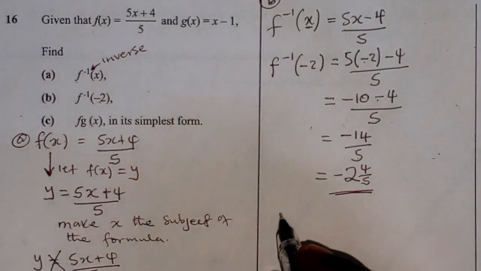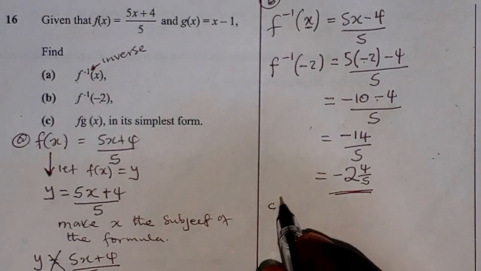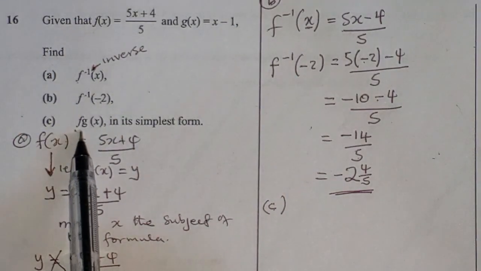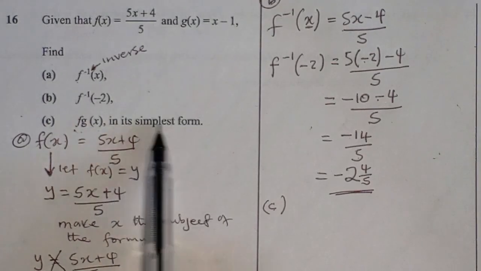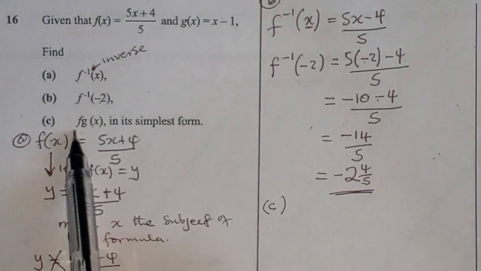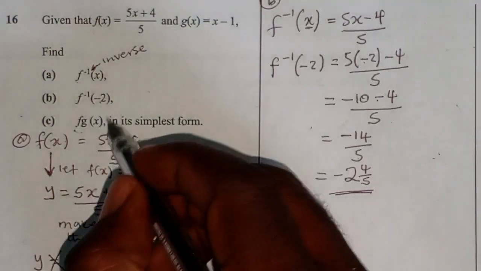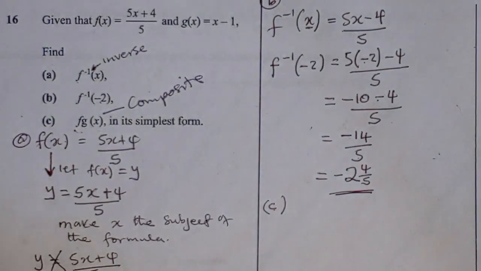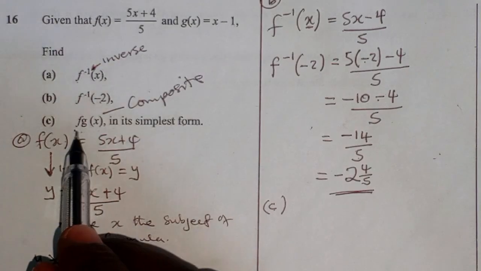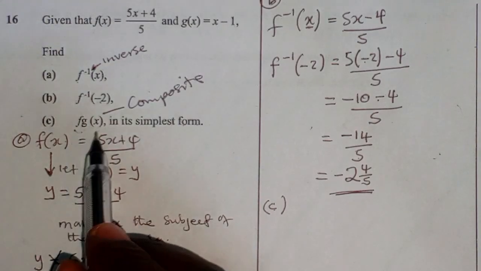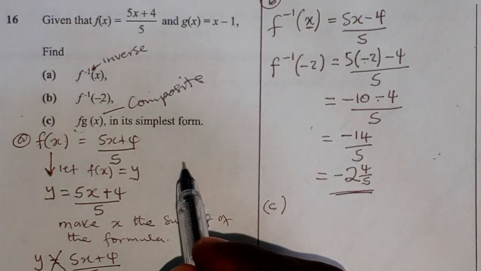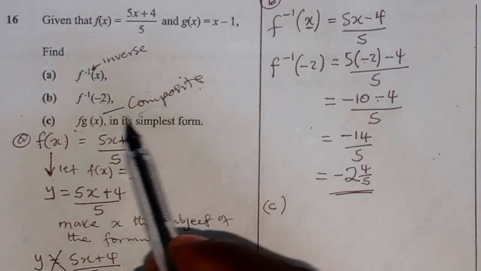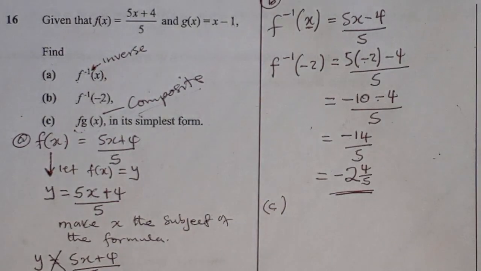And part C, find fg of x in its simplest form. We call this a composite function. This is a composite function. A composite function is the combination of two or more functions.